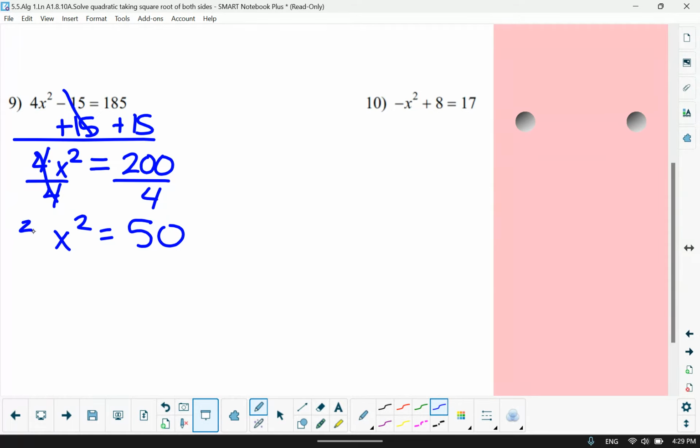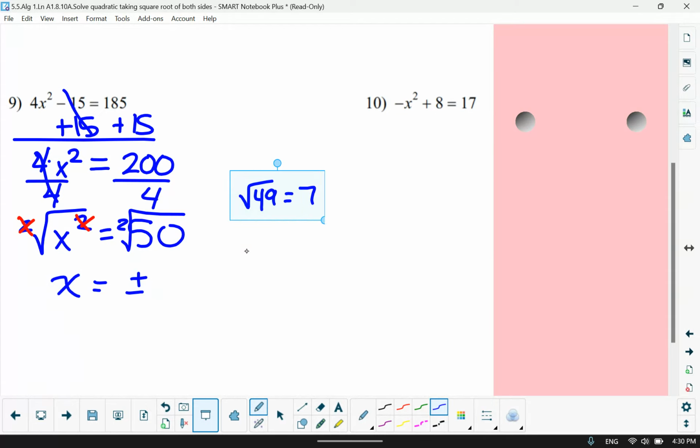Now eliminate that second power with the second root, being fair to both sides. And of course, a second power and a second root will cancel out. X equals a positive or a negative square root of 50. Wait a second. The square root of 50, ladies and gents, is not a rational number. Square root of 49 is exactly 7. The square root of 64 is exactly 8. The square root of 50 is going to be 7 point some crazy, ugly, irrational.